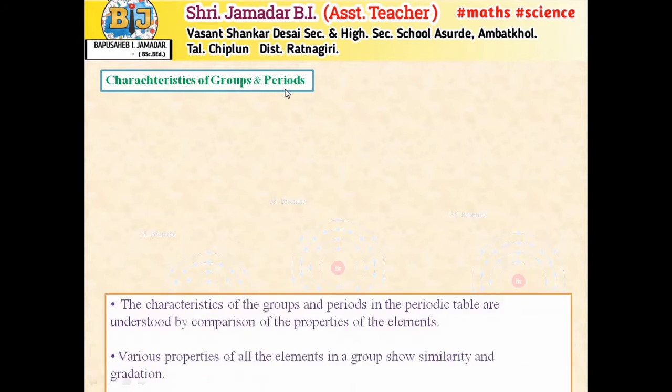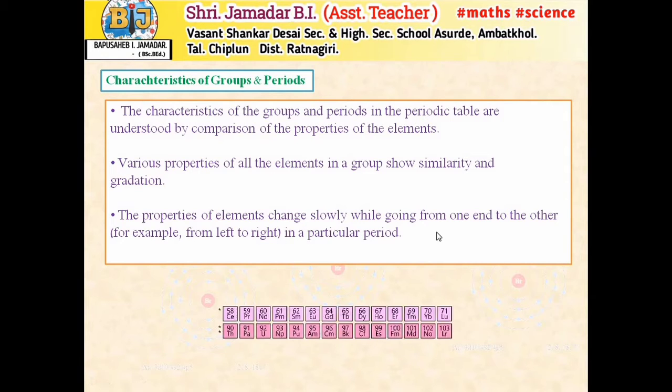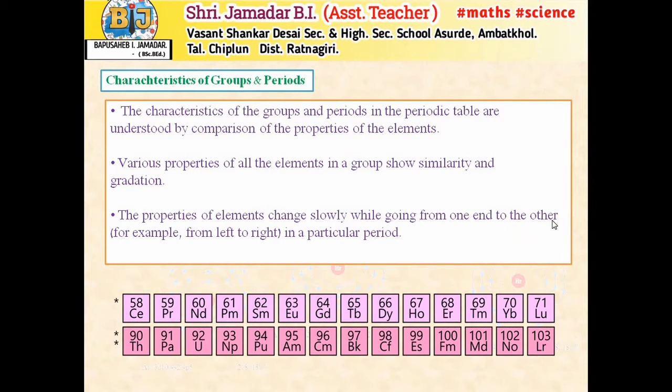Characteristics of groups and periods. The characteristics of the groups and periods in the periodic table are understood by comparison of the properties of the elements. Various properties of all elements in a group show similarity and gradation. The properties of elements change slowly while going from one end to the other, for example from left to right in a particular period.